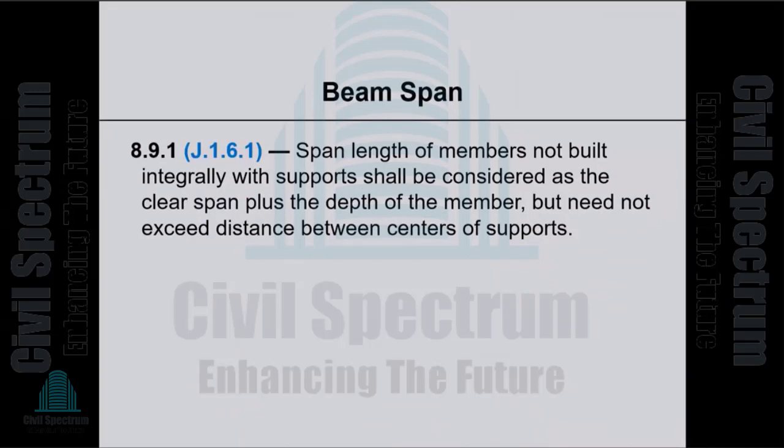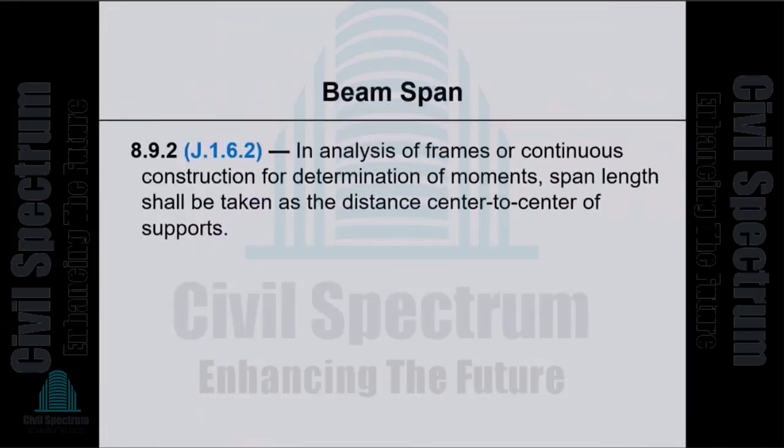Okay, beam span. Everything has to be tied down. So span length of members not built integrally with supports shall be considered as the clear span plus the depth of the member, but need not exceed the distance between centers of supports. I think if you read it, it's clearly understandable. In analysis of frames or analysis of continuous construction for determination of moments, span length shall be taken as the distance center to center of supports. This is what 318 and BNBC tell you directly.